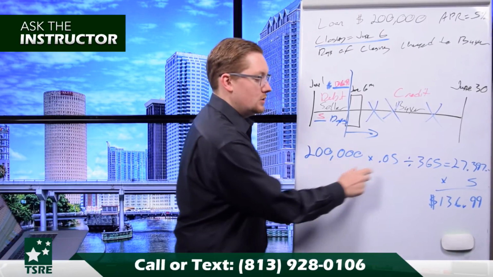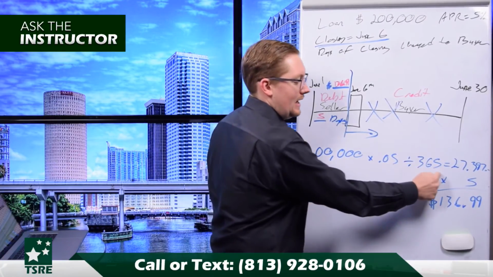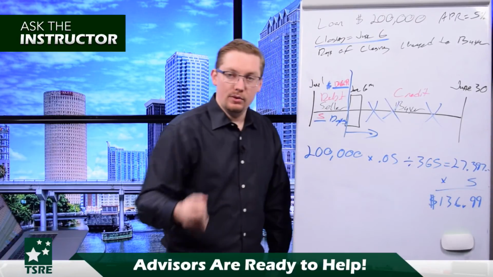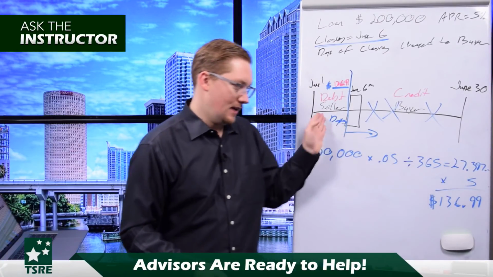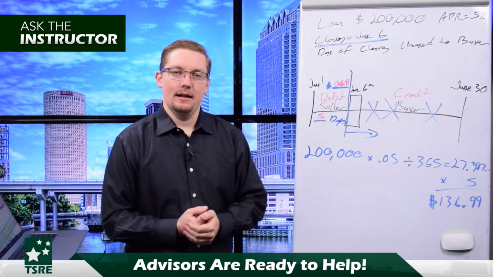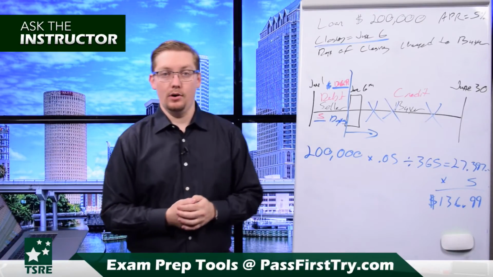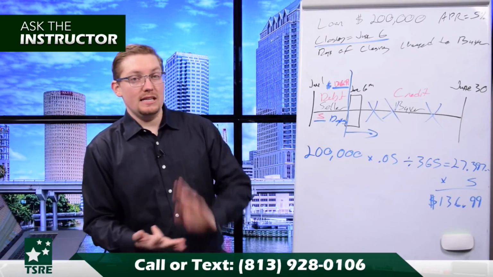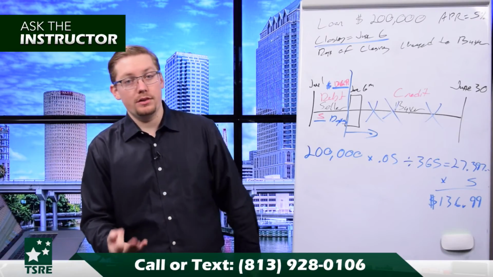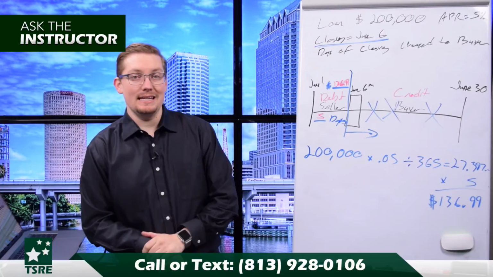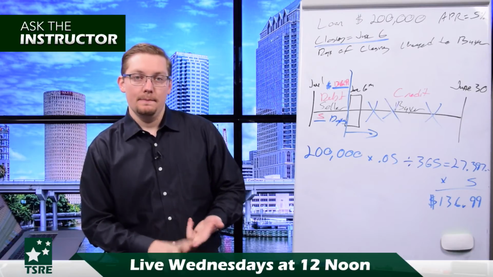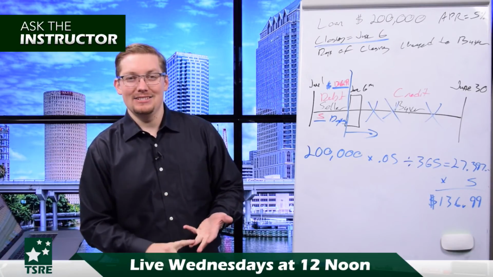We took that loan balance, we multiplied it by the interest rate, we divided it by 365 days. We've got our daily interest rate times 5 days, and we get $136.99. And that's how you prorate assumed interest on a mortgage loan. So those are 3 types of prorations. Those are pretty much the only 3 types you're going to need to know for your Florida real estate exams, which is taxes, prepaid rent, and assumed interest.